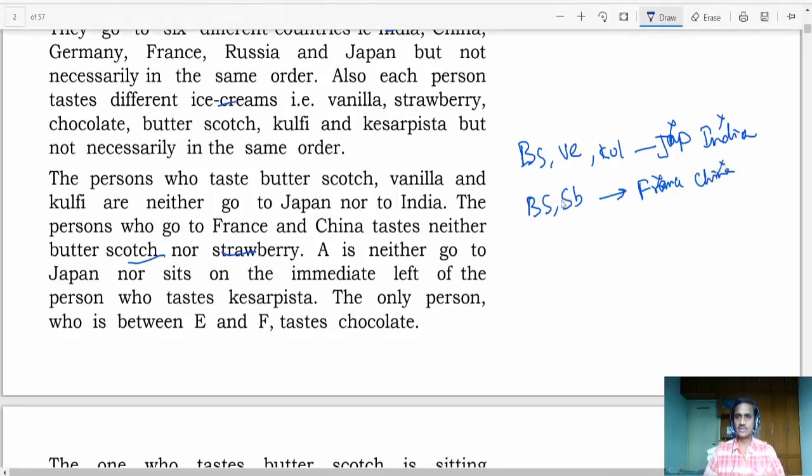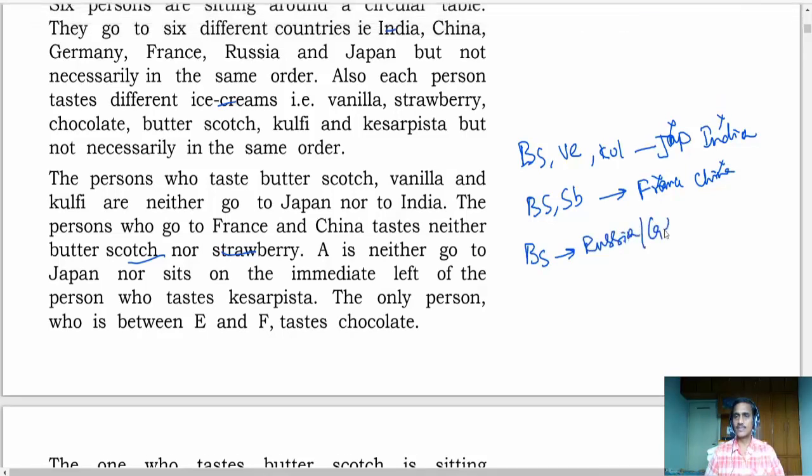Now if you observe here, butterscotch cannot be in these 4: India, Japan, France and China. The one who tasted butterscotch must be in the remaining 2 countries. What are the remaining 2 countries? Either Russia or Germany. Follow here: butterscotch is not Japan, not India, not France, not China, so it is either Russia or Germany.